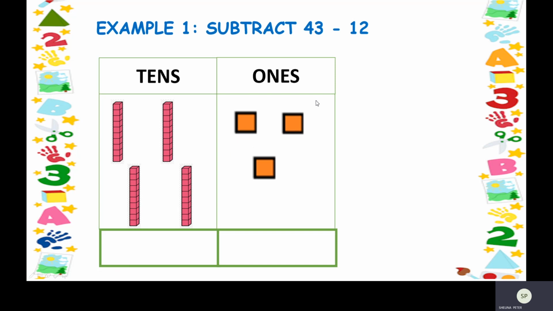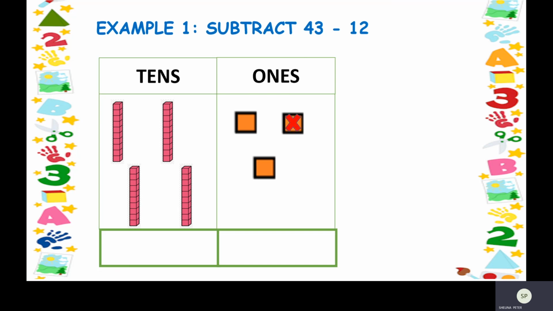What is the next step now? Yes, we have to subtract 12 from 43. So how are we going to do that? At ones place, we have 2. And at tens place, we have 1. So from 43, we are going to take away the blocks. First, let us begin from the ones place. We have 2 at ones place. So we are going to put a cross on 2 blocks at ones place.